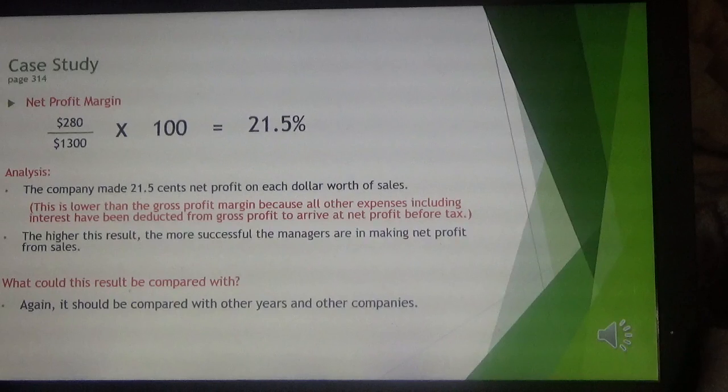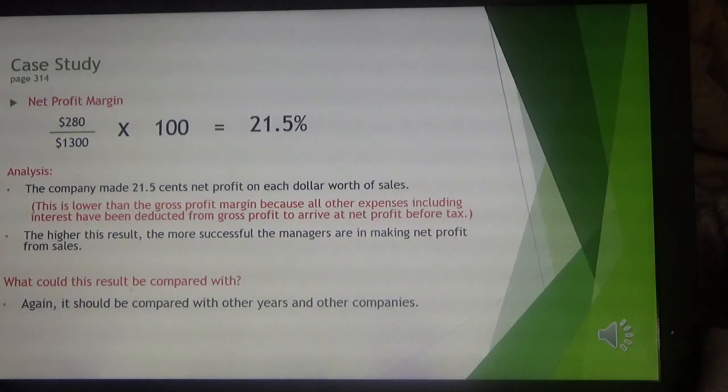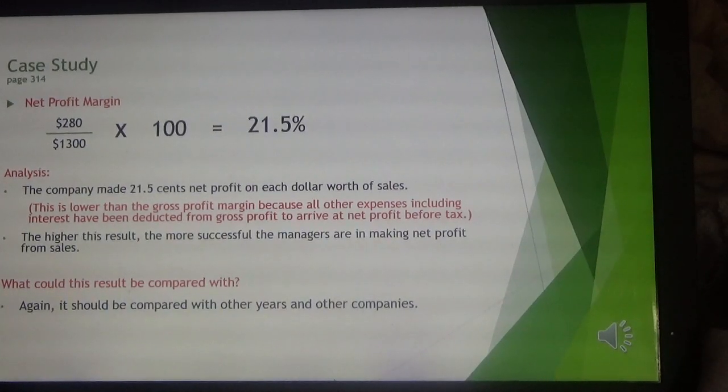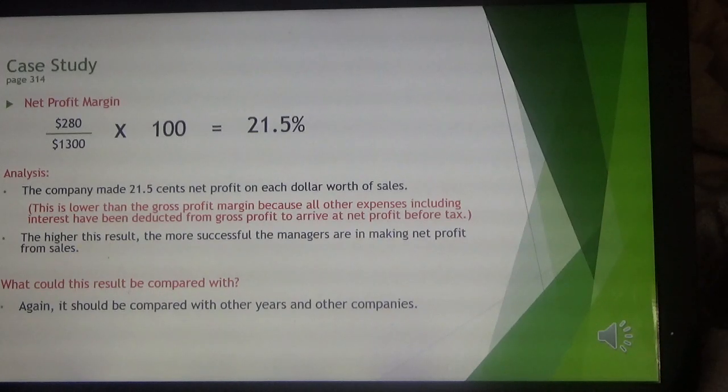And the case study on page 314 is an application of the last formula under profitability ratios in order for directors and investors to make decisions for the business ABC Computing Limited. Now, as you see, we have the formula given, and this is the application considering the net profits and the revenue on page 314.